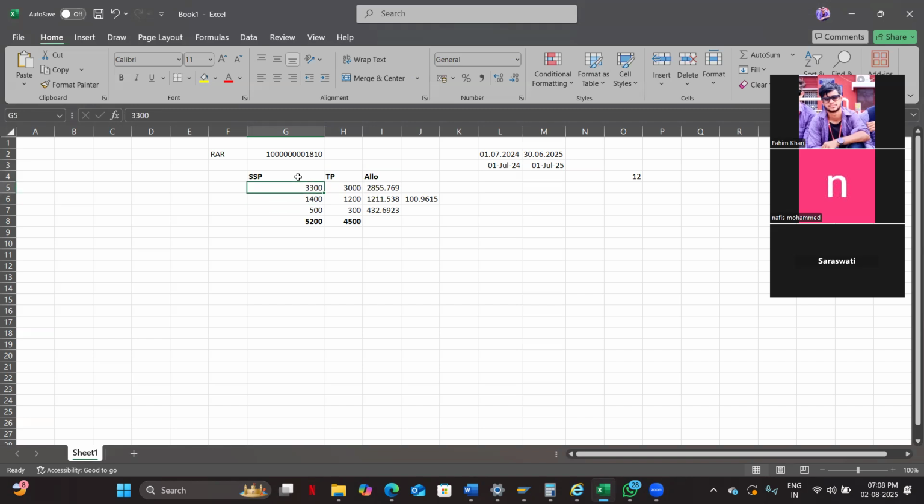Standalone selling price is your MRP. After we apply a discount, that is your selling price. That is called the transaction price, right? After discount. Yes, correct, exactly. Okay, then fine.